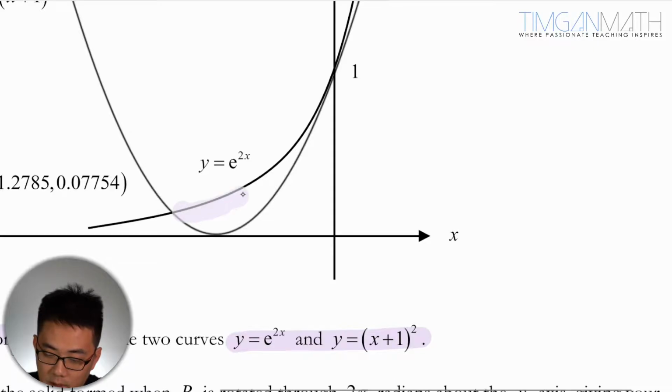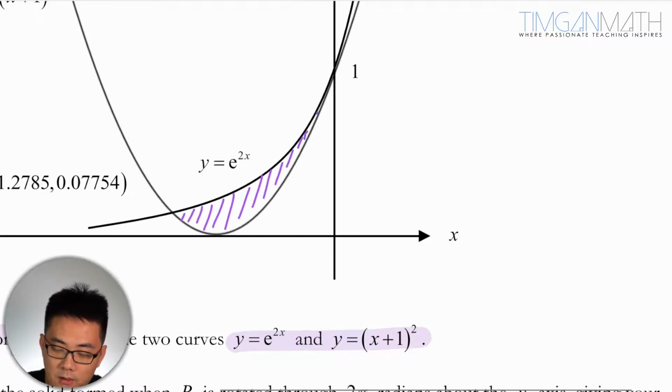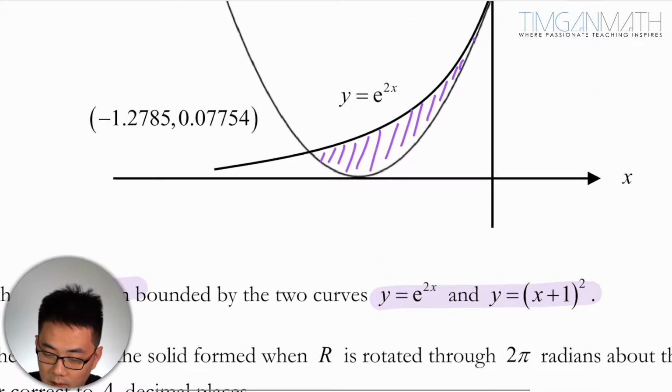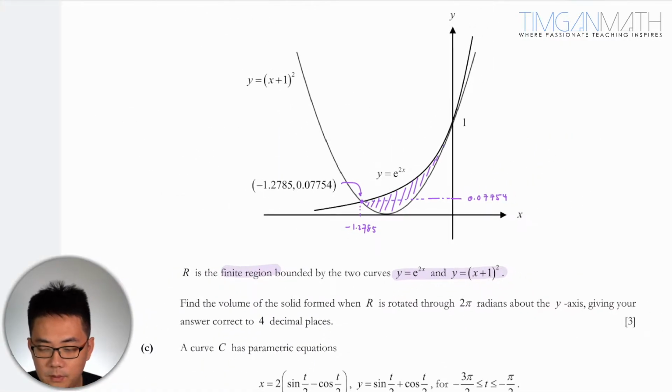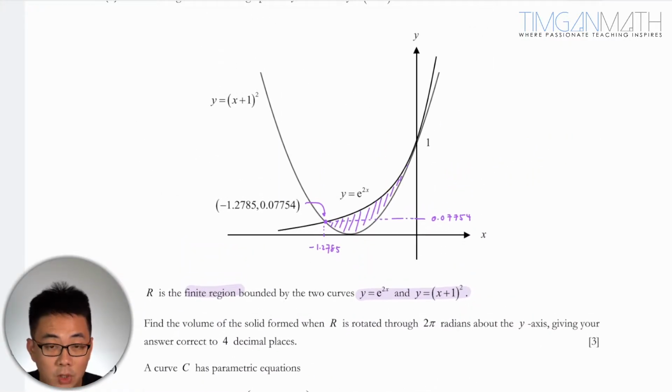So meaning we are looking at this area here, right? This area bounded by both of the curves. Maybe I'll just label this out here. Now the first thing is, thankfully they have given us this point here, which is the point of intersection. So this will just be negative 1.2785, and this over here would then be 0.07754.